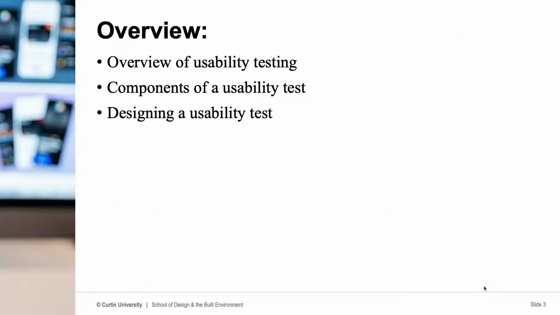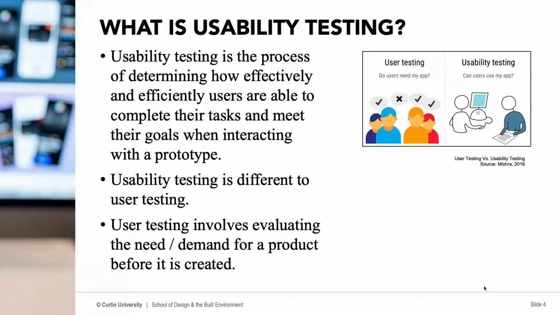So let's dive in, and I'm going to give you an overview of usability testing. We're going to look at the components of a usability test, and then look at tips for how to go about designing your usability test. So the first thing is, what is usability testing? It's the process of determining just how effectively and efficiently users are able to complete their tasks and meet their goals when interacting with a design prototype.